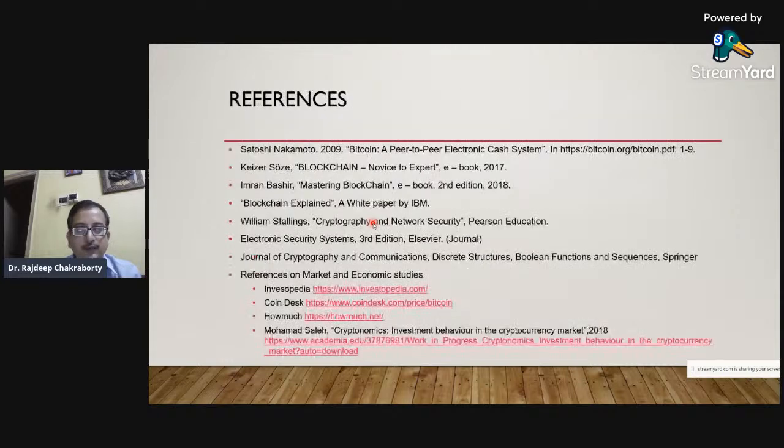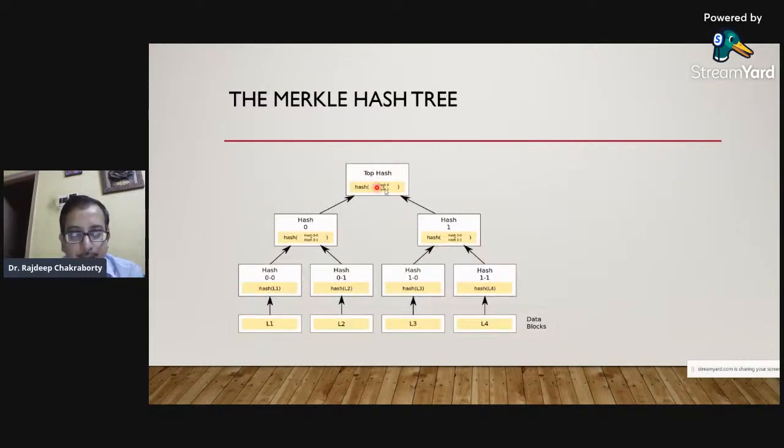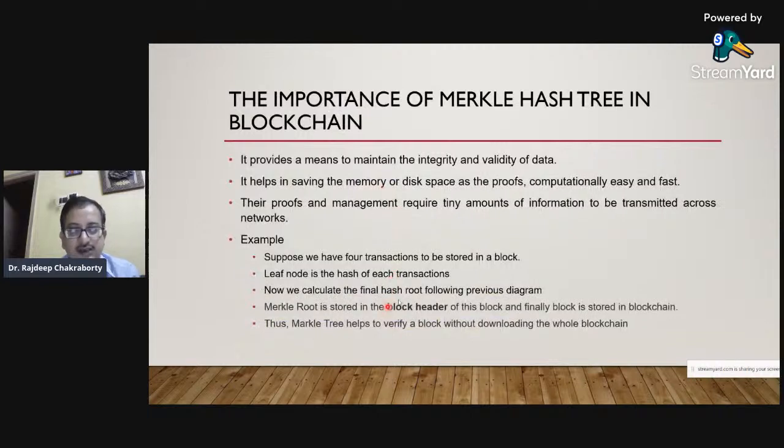So suppose we have four transactions to be stored. In the previous diagram, what I have explained is basically this example. Leaf nodes are transactions, then the hash nodes are created and the tree is created, and finally the top hash is added as the block header of your blockchain. Okay, so that's all.